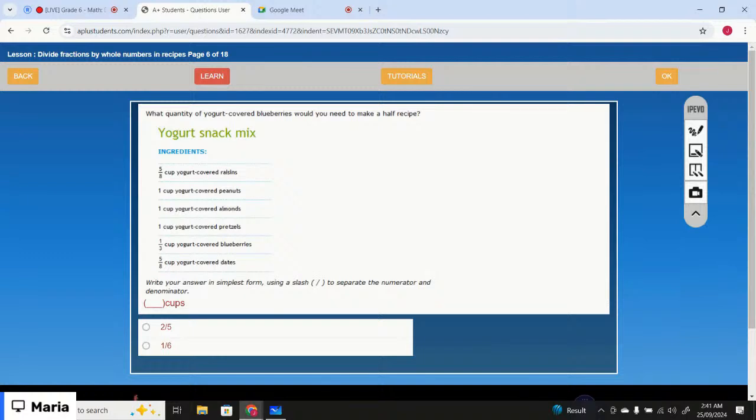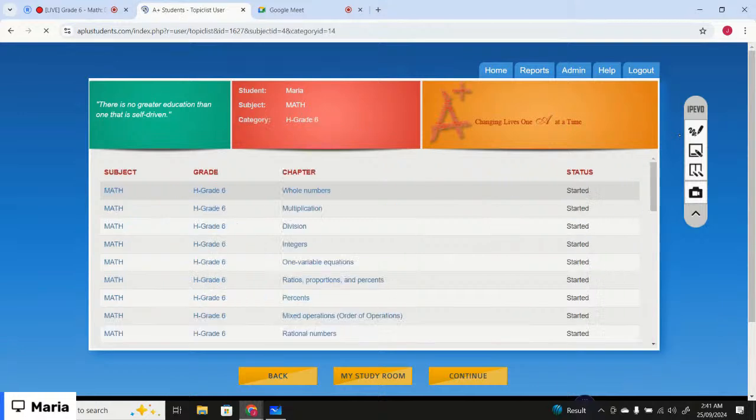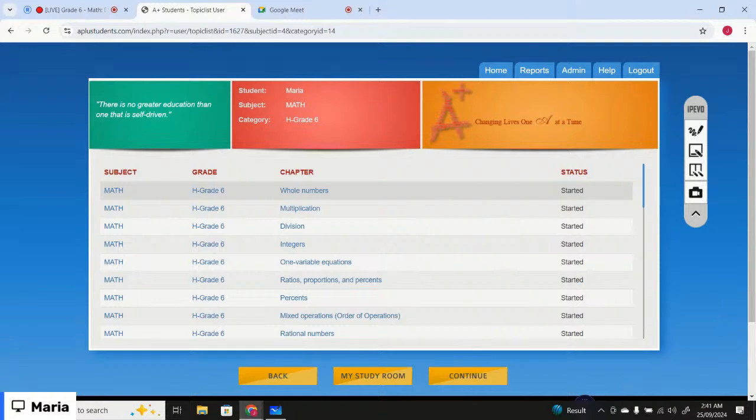So, we were working on the grade 6 math. The chapter we were working on is divide fractions. And the lessons we have covered today are divide fractions and mixed numbers, then divide whole numbers by unit fractions using models, and divide fractions by whole numbers in recipes. So please make sure before the next session, complete all the practice questions for the lessons we just did. That is your homework until next session, right?